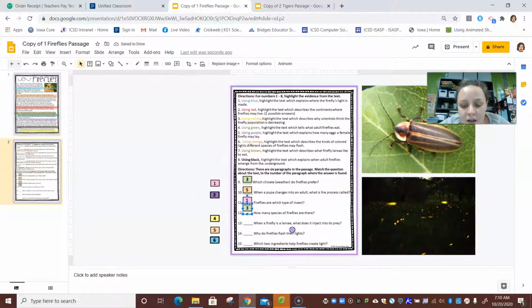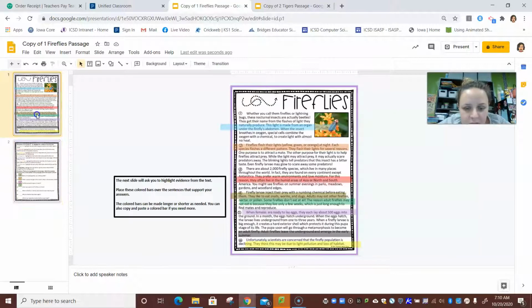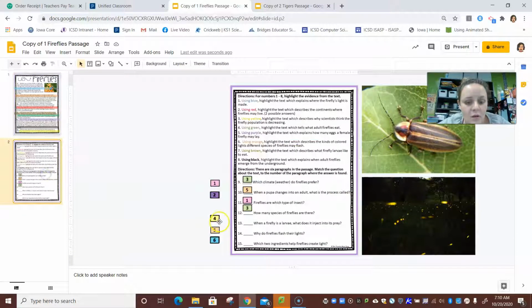When a firefly is a larva, what does it inject into its prey? Okay, remember something about this. Firefly larvae inject their prey with a numbing chemical before eating. How interesting. Paragraph 4.